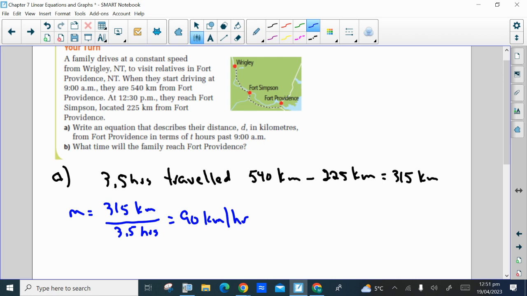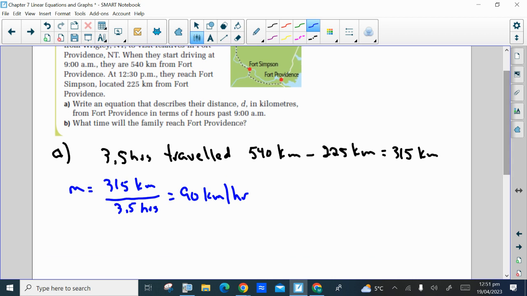And like we did before, because we're always getting closer to their destination of Fort Providence, their slope and their distance away have to have opposite signs. One's got to be positive, one's got to be negative. So if we write this first in y equals mx plus b, it'll be y equals negative 90x plus 540. I'll do this one like I did the last one, where I keep my slope negative, then my distance will be positive. Those two are always working against each other.